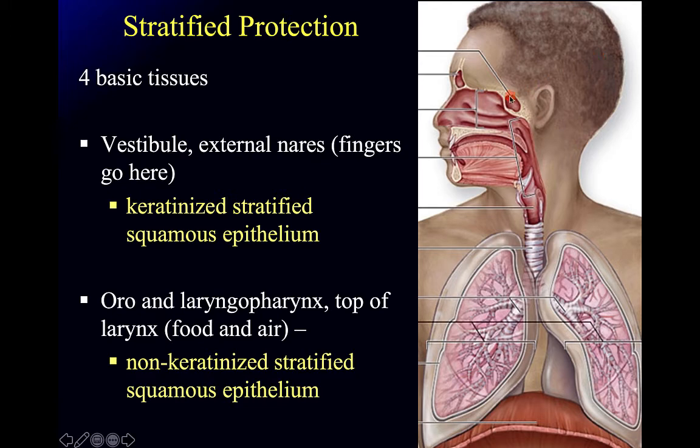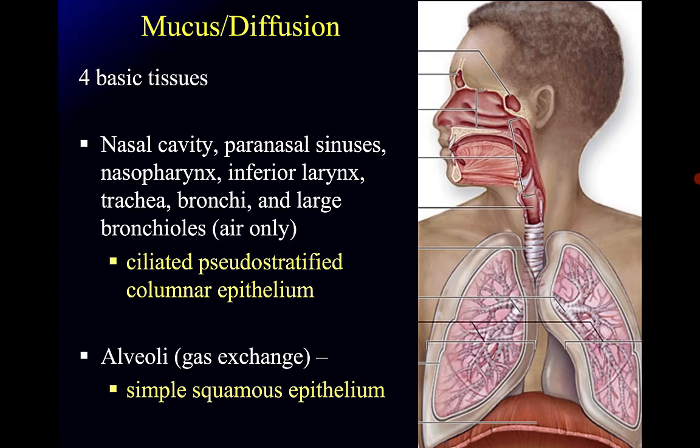What we've skipped over is an area in here, in the nasal sinuses and in the nasopharynx. That's an area where we should only have air. We shouldn't have food going through there. So that means we don't need that non-keratinized stratified squamous epithelium. We can actually get away with the ciliated pseudostratified columnar epithelium. And we're going to have that in our nasal cavity, our paranasal sinuses, our nasopharynx.